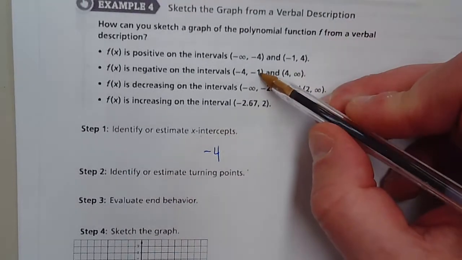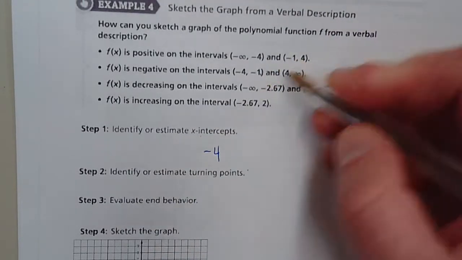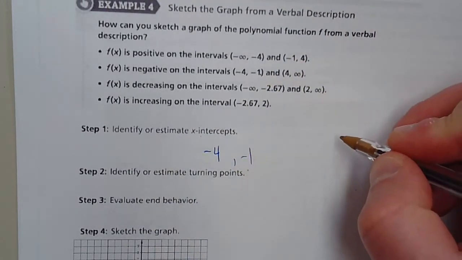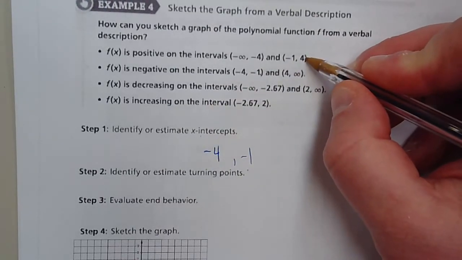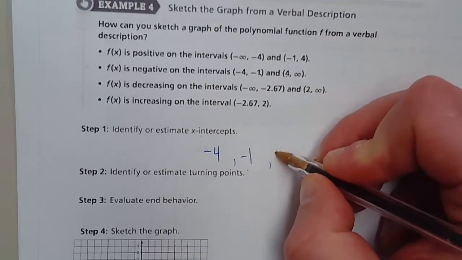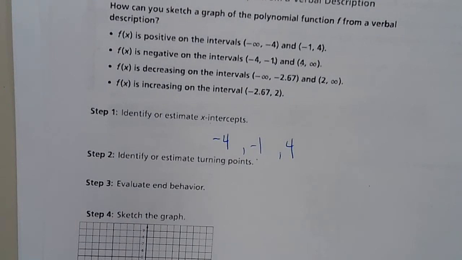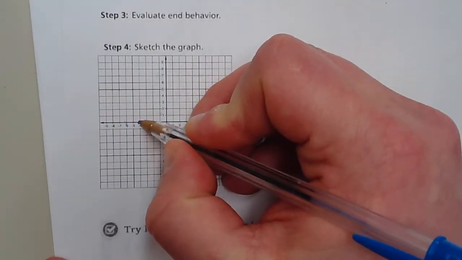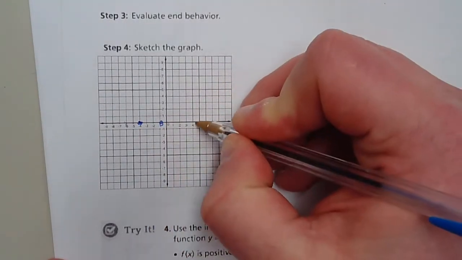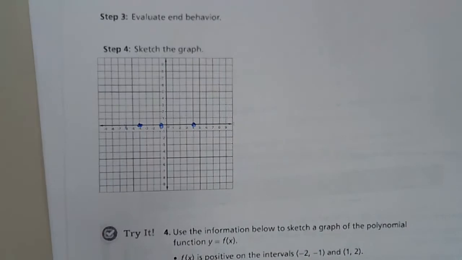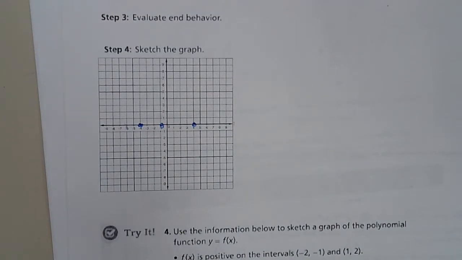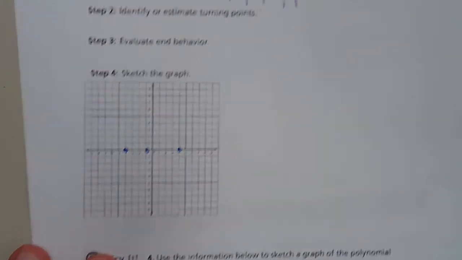Same thing here. It's negative, and then at -1, it switches back to positive, so that has to be an x-intercept. And same thing at 4. At 4, it was positive, but then it switches to negative. So where it's switching from positive to negative, that's where the x-intercepts have to be. So we can actually just plot those right away. We know that at -4, -1, and 4, this graph has to cross the x-axis. Those are the times where it's switching from positive to negative and vice versa. All right, so that's step 1.